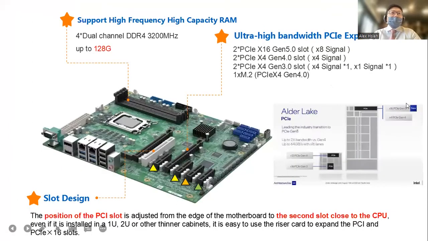So for the next slide, I will introduce the I/O. You can see here we have almost 7 I/O, and we support CPU RAM up to 128. For the slot design, we made a very special design for the PCI slot, located on the second one. That means you can install 1U or 2U or other cabinets, so it's easy to use a riser card to expand your PCI and PCIe. It's a different design, and I just want to let everyone know.